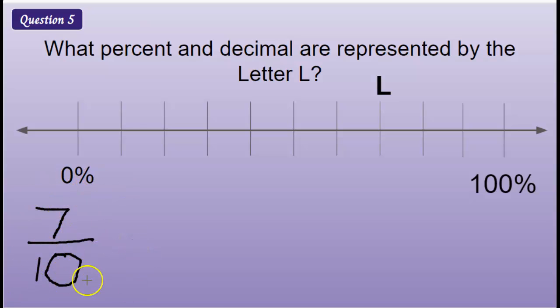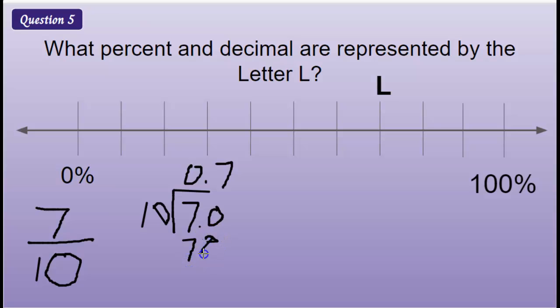Well, this is another one of your benchmark fractions, so if you don't know it, we got to show it. So 10 does not go into 7, so we need to put a decimal and a 0 here. 10 goes into 70 7 times, because 7 times 10 equals 70. So that means that's my decimal. It is my decimal, I promise, even though it's messing up.